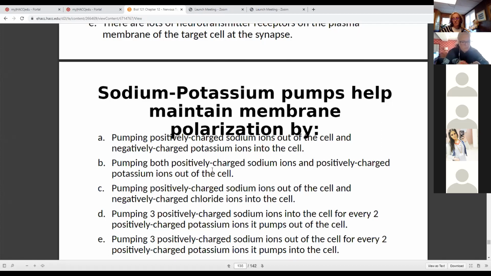Well, I'm pretty sure it's D or E. I just don't remember if it pumps it in or out of the cell. You're right. It's E. Okay. So it's gonna pump 3 positively charged sodiums out of the cell. Remember, the concentration of sodium is higher outside of the cell, and it's lower inside of the cell. Potassium is higher inside of the cell. Good job, Brianna. That's right.